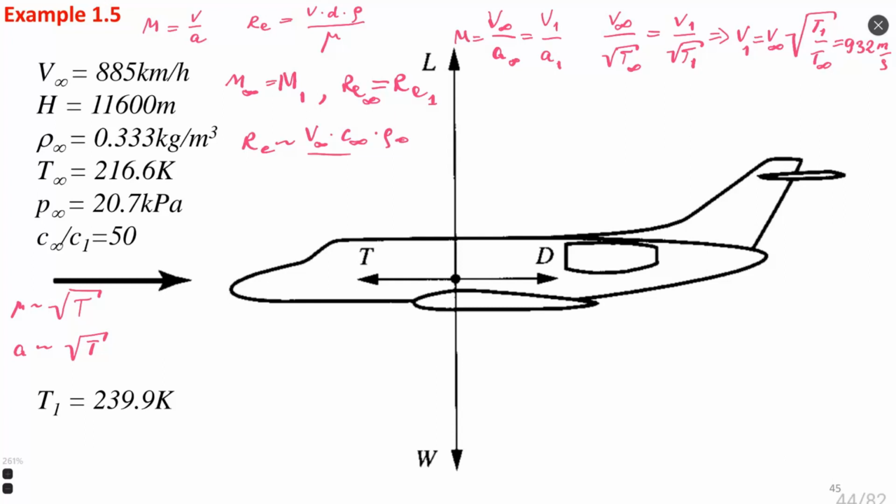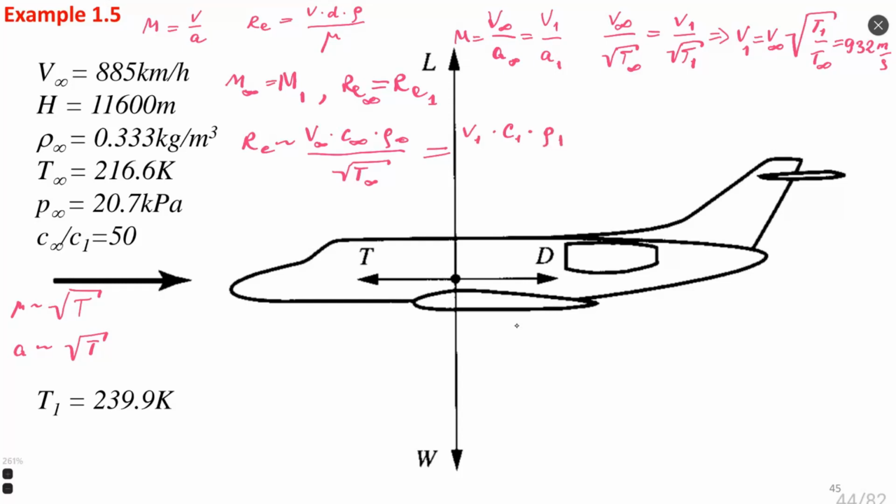Density infinite, and then we divide by square root of temperature infinite. Instead of using viscosity, we use temperature infinite. Okay, this should be equal to velocity 1. We already calculated it, so we will use it in our calculation. Then C1 will be equal to 1 because C infinite is 50.